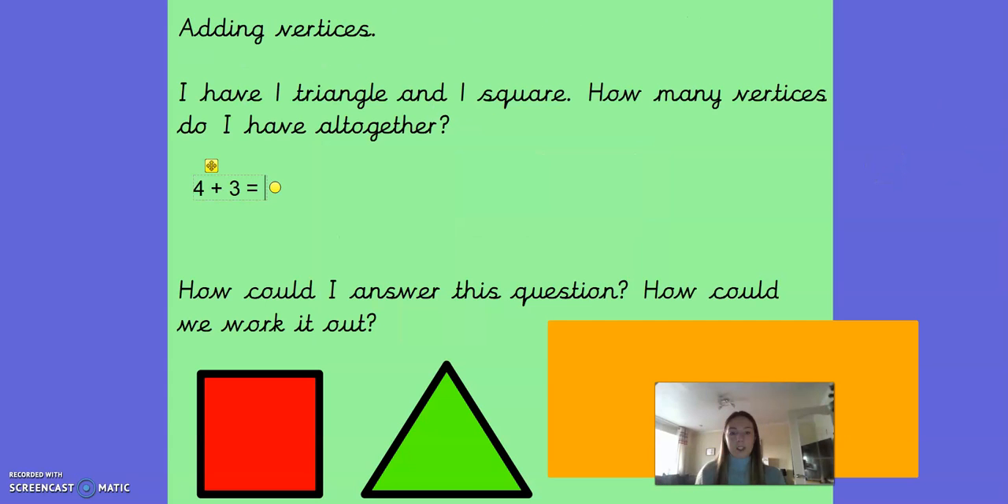Next, we're moving on to adding vertices this time. And it says, I have got 1 triangle and 1 square. And it's asking, how many vertices do we have all together? Now I can see that I've got my shapes here. I've got my triangle and I've got my square. And we know a square has got 4 vertices, and a triangle has got 3 vertices. And we know that 4 add 3 equals 7.